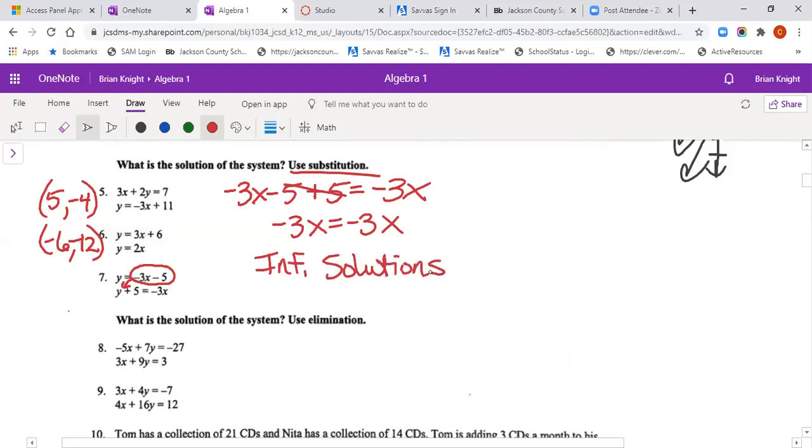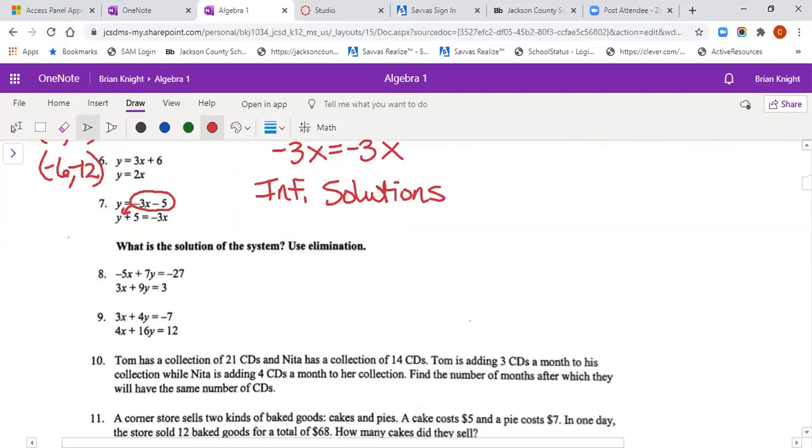Done. Don't have to work anymore because it's infinite solutions. Everybody good? Yes. All right. Awesome. Moving right along. 8, 9. How are we supposed to solve them?